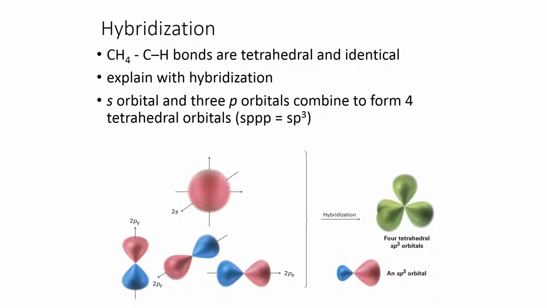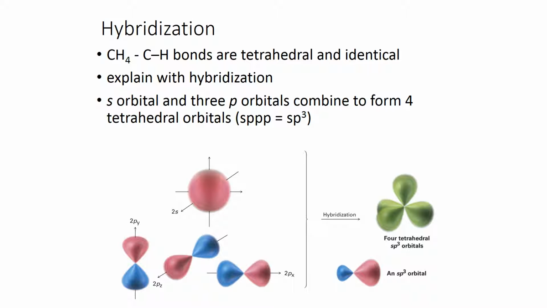methane, which is carbon with 4 hydrogens on it, we find that we have 4 bonds attached, and the carbons are tetrahedral, and they're all identical. They are at a 109.5 degree angle from each other. They all have the same bond strength, and they all have the same bond length.